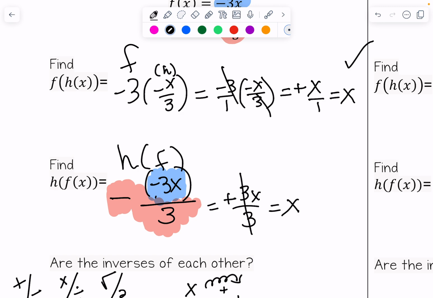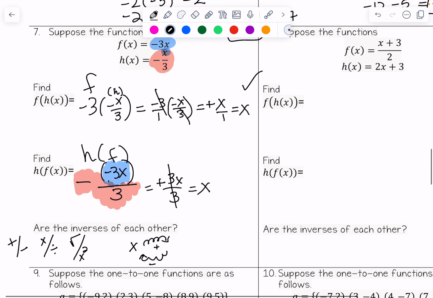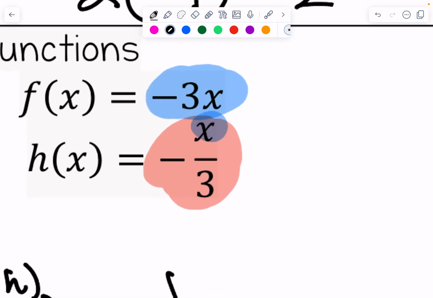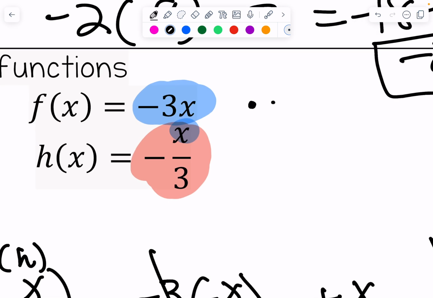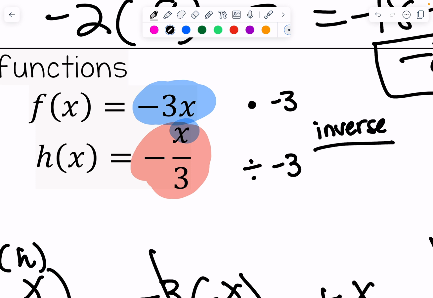So when it's asked if these are inverses of each other, yes, they are. And the goal that's telling us this is that I have multiplication of a negative 3 and division of a negative 3. They are inverses. So this is good. That's when we can see that we have inverses.